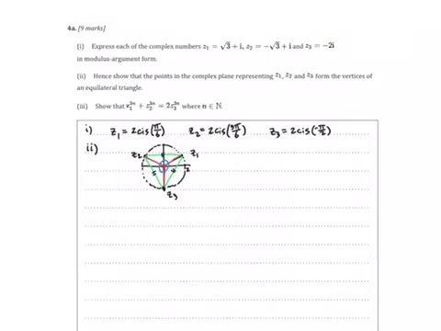Okay, let's move on to part 3. Goonies, by the way, movie reference.